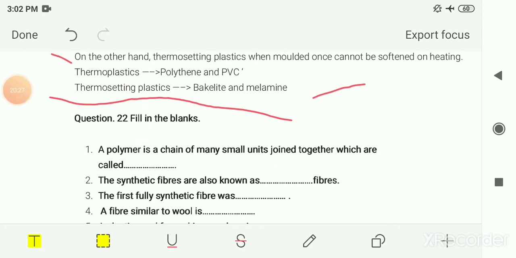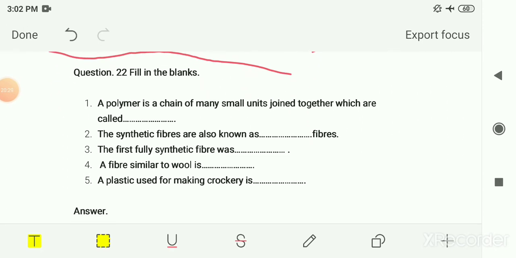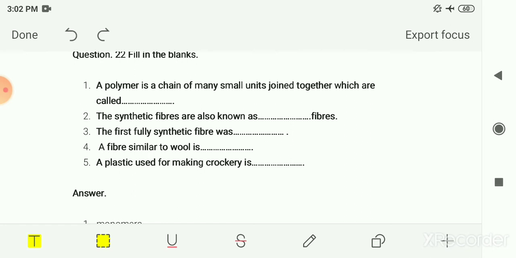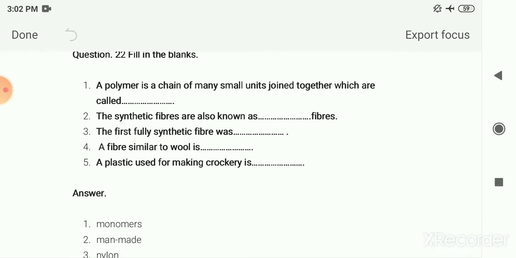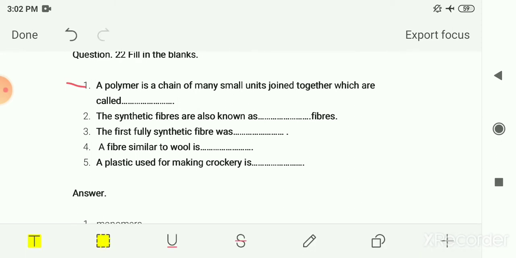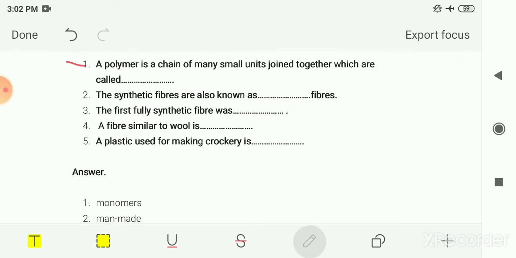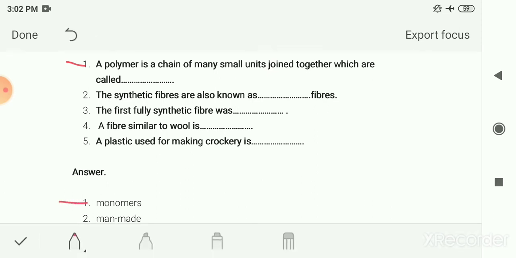Now the next question, that is 22 number, fill in the blanks. First blank is, a polymer is a chain of many small units joined together which are called blank. So the small individual units are known as the monomer. The polymer is made of small individual units, and those individual units are known as the monomer. Here the answer is given to you, that they are called the monomers.